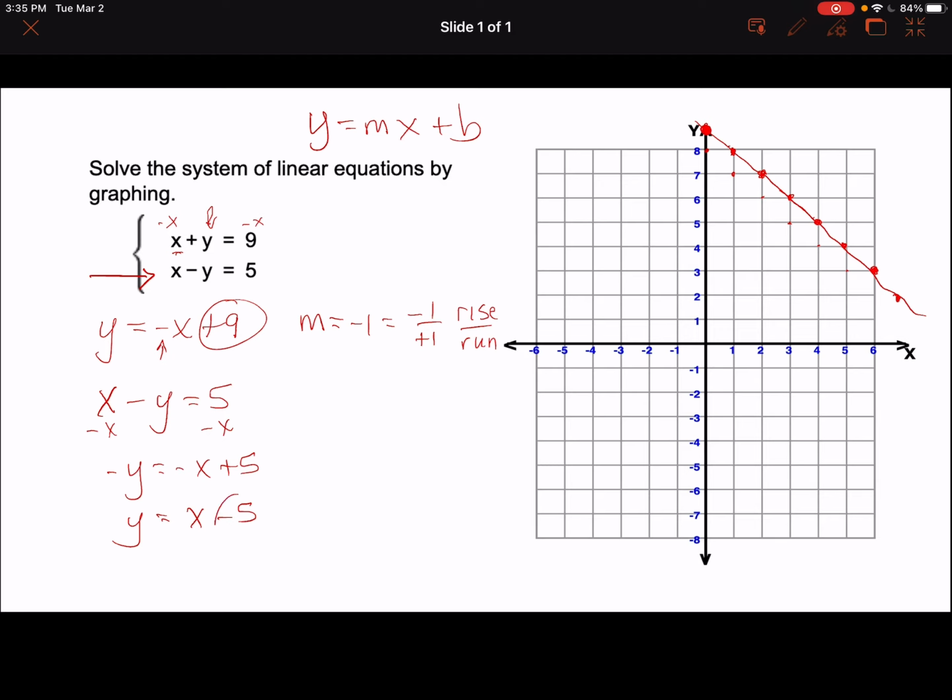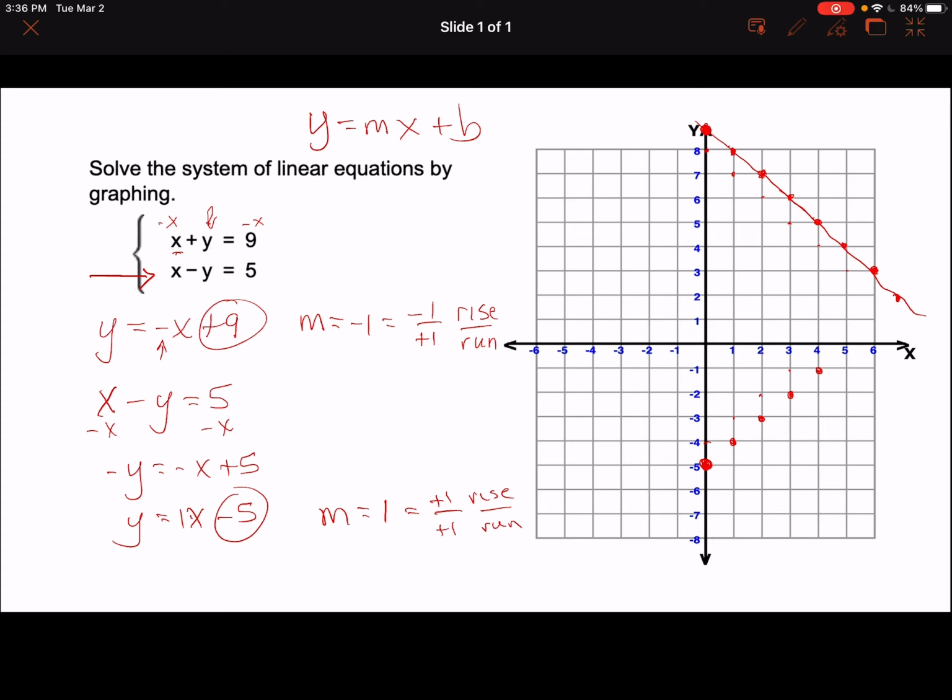My y-intercept is negative 5. Graph your y-intercept on your y-axis right there. My slope is positive 1, and as a fraction, that's positive 1 over positive 1. I've got my rise and my run, so up 1, right 1. Up 1, right 1.